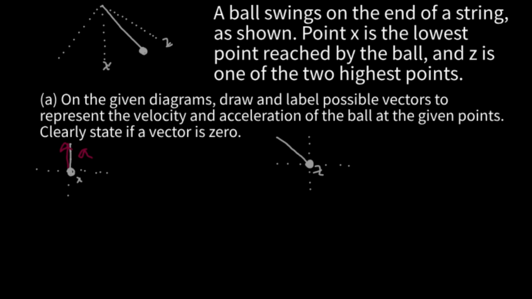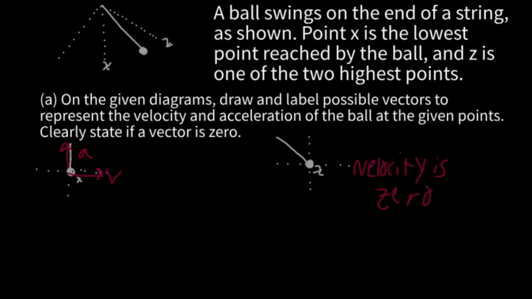Because this is the lowest point, velocity is going to lie on the x-axis, and you could draw it to the right, or you could draw it to the left. Either answer is acceptable as long as the velocity is on the x-axis. So point Z is the highest point that the ball reaches, and at that highest point it is going to have a velocity of 0. So right here I'm just going to write velocity is 0.